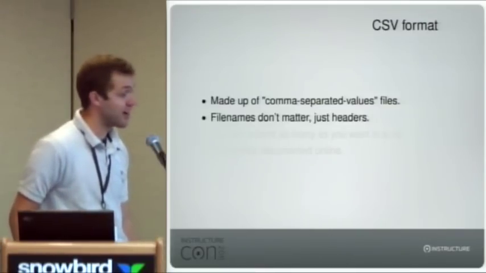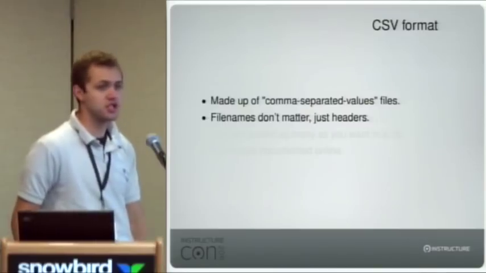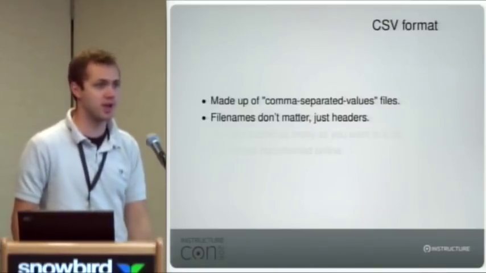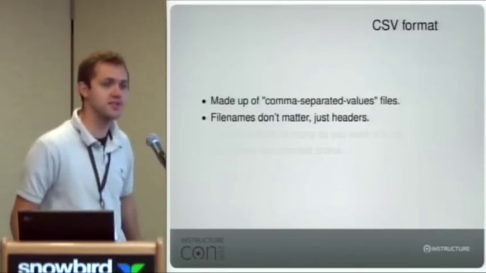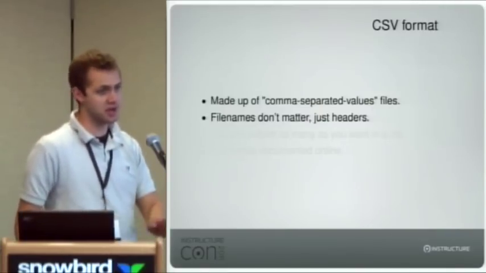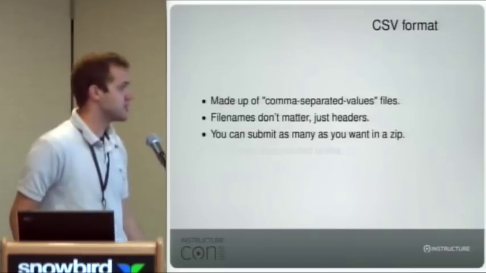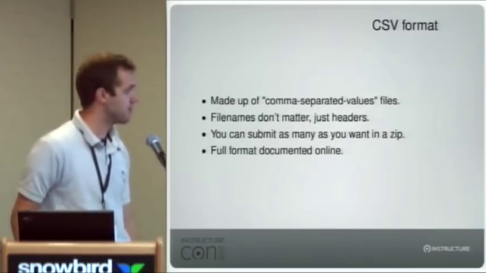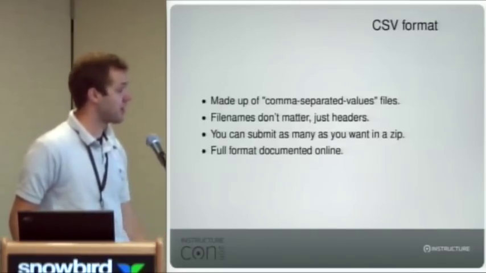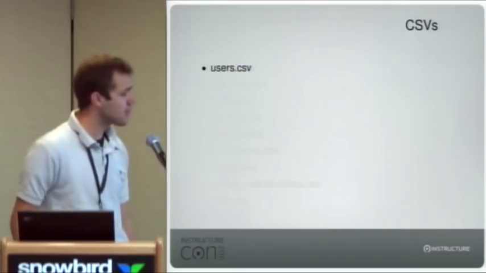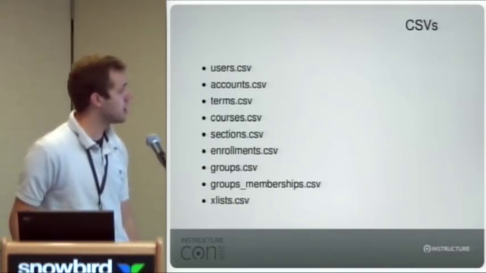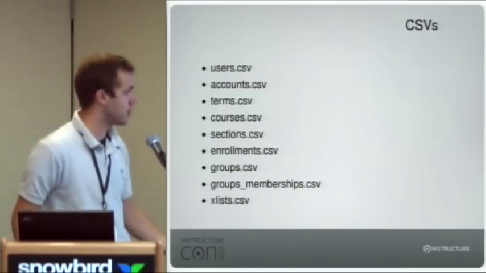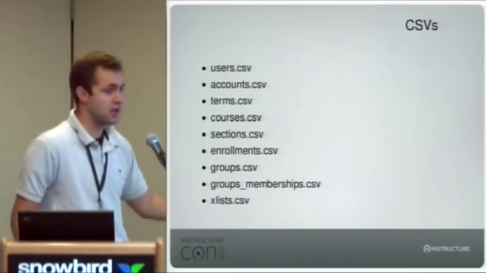We don't actually care about the file names of the CSV files that you submit. It's just the headers. The headers determine how we process the CSV file. So you can batch import a ton of different CSV files in the same zip file, just as long as the headers are right. You can submit as many as you want in a zip file. We have the full format documented online. These are the list of all of the types that you can upload: users, accounts, terms, courses, sections, enrollments, groups, group membership, and cross lists.